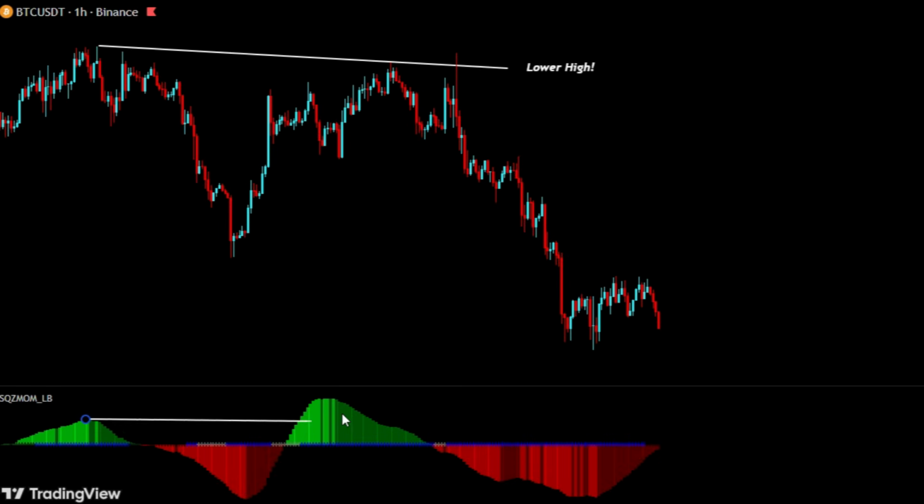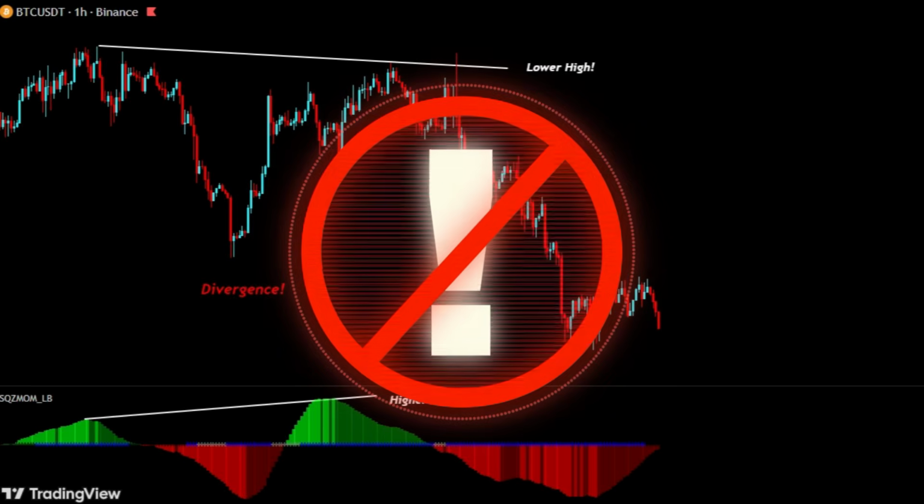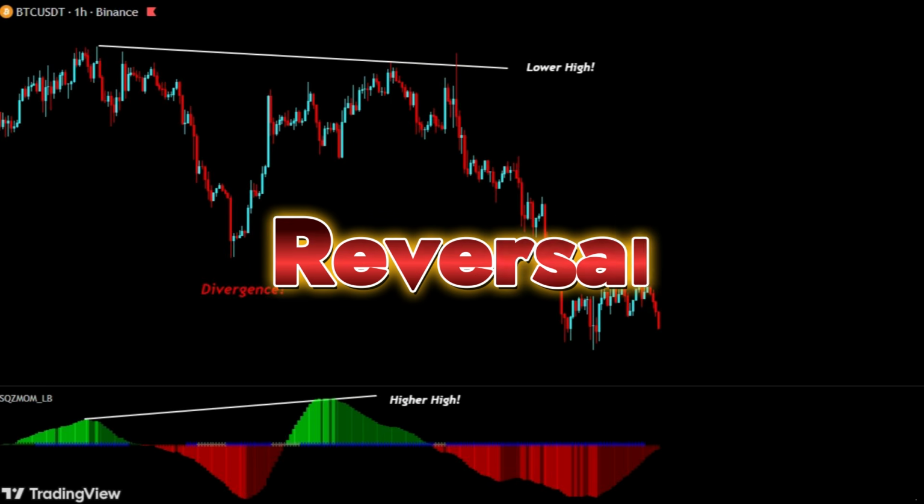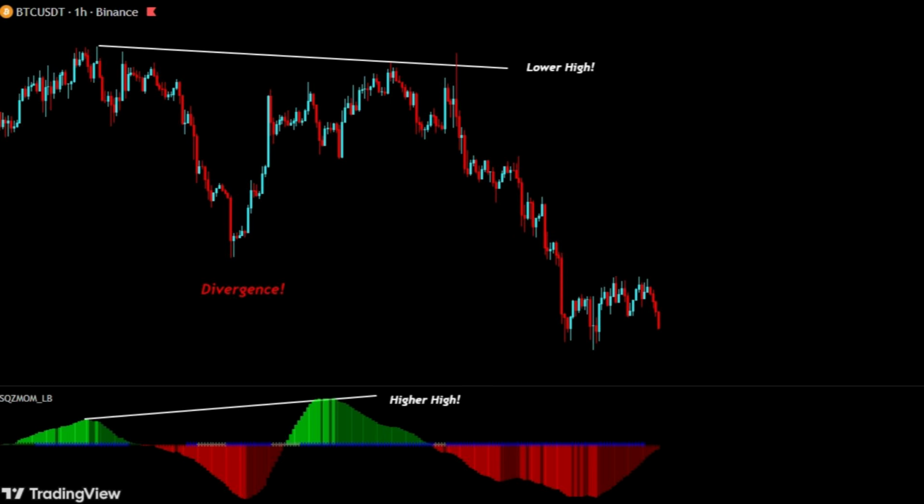However, if we look at the oscillator, we notice something different. The oscillator is actually making higher highs. In other words, the indicator is not confirming what price is doing. This disagreement between price and the indicator is what traders call divergence. Divergence can sometimes act as an early warning that momentum is changing and that the current trend may be losing strength. It doesn't guarantee a reversal, but it can alert you to pay close attention to what happens next.